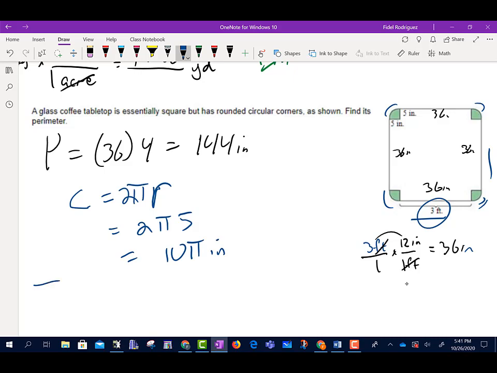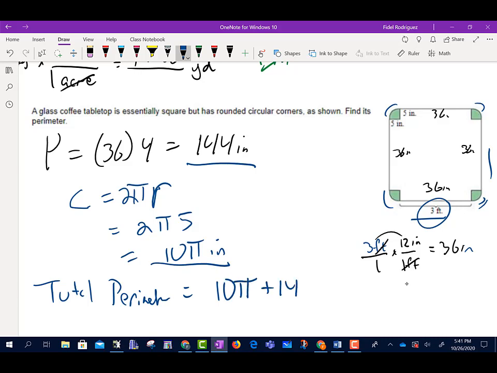So now the total perimeter is going to be these two added together. So 10 pi plus 144. I'm going to put all this in parentheses because they're all in inches. Okay? They're all in inches.